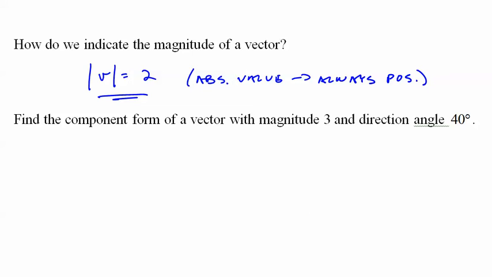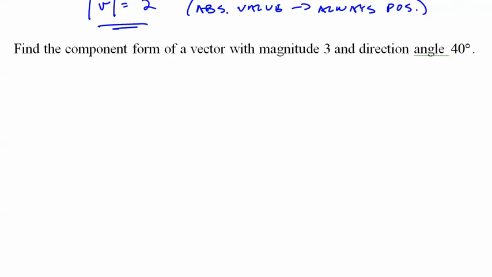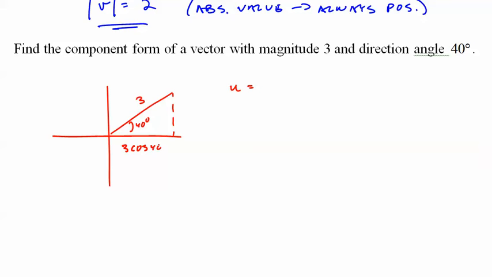Find the component form of a vector with magnitude 3 and direction angle 40 degrees. So we want to put it in component form. Well, that's actually quite easy. We'll call this vector u. The x is just going to be 3 cosine of 40 degrees, and the y is 3 sine of 40 degrees.